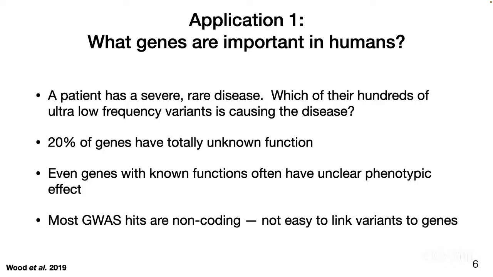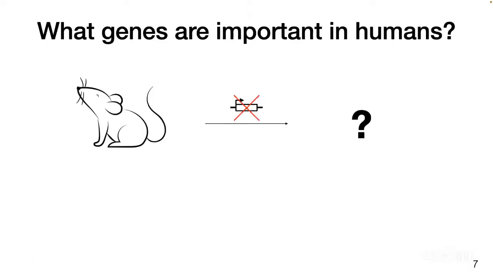Okay, and in humans, we do GWAS a lot. So you might think, oh, we have GWAS, we've solved this problem. But there's a lot of issues with interpreting and linking GWAS to genes. So overall, it's very challenging to prioritize these kinds of variants.